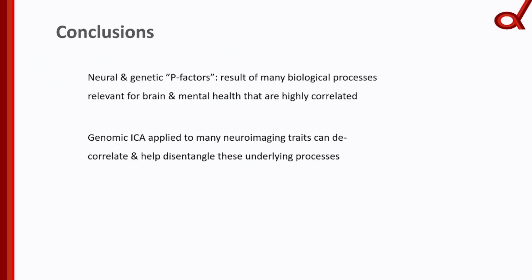So in conclusion, the neural and genetic so-called P factors are the end result of many biological processes that are relevant for brain and mental health, and they are all highly correlated with one another. We developed genomic ICA and applied this to many neuroimaging traits, and we are finding strong indications that this can decorrelate and help disentangle these underlying processes, and we hope that ultimately this can help us to, for instance, identify meaningful variation also in clinical populations.